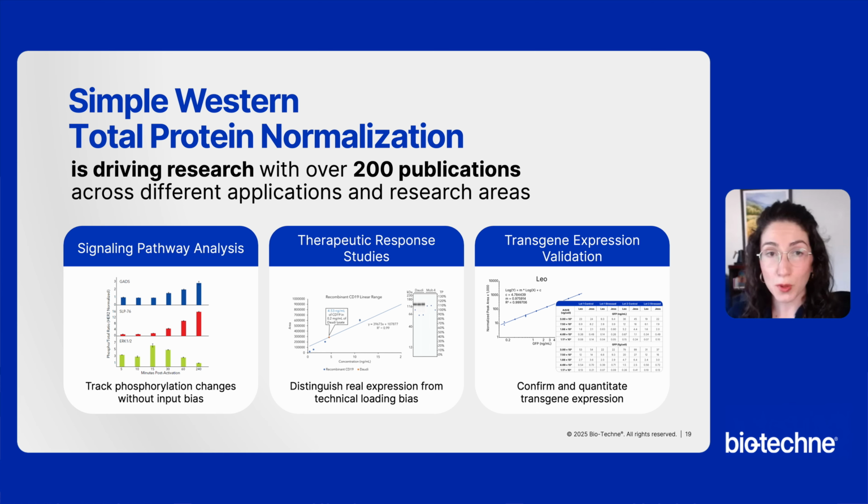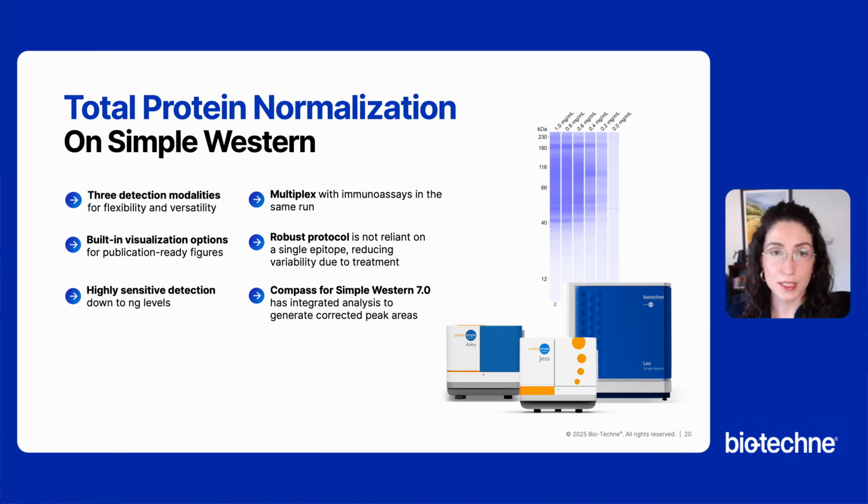Beyond that, simple Western total protein normalization is a proven solution used in more than 200 publications. It's driving advances in signaling pathway analysis, therapeutic response studies, and transgene expression validation, showing broad impact across a diverse range of research areas. What makes TPN powerful is that it carries forward all of the advantages you already know from simple Western: low sample requirements, shorter runtimes, and a hands-off workflow, while applying them directly to protein normalization.